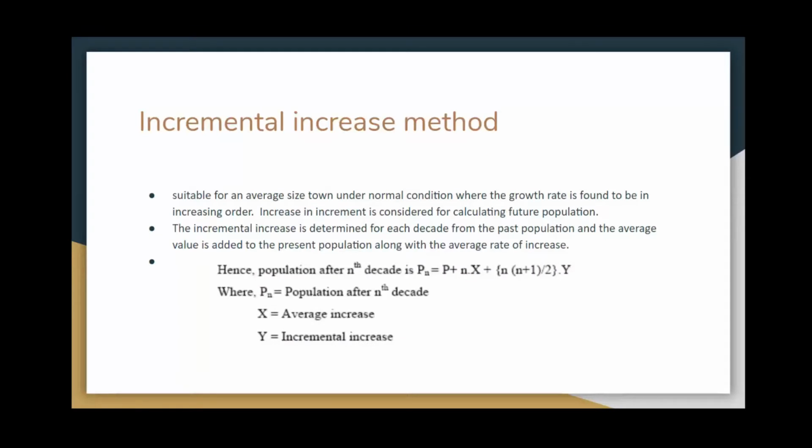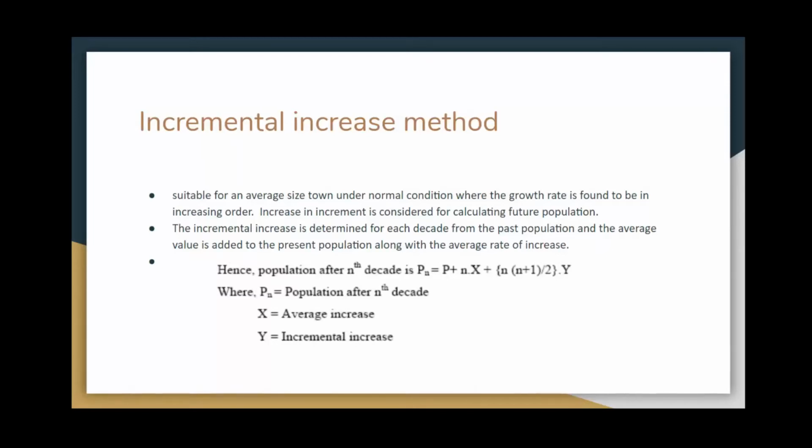Welcome to Environmental Engineering 1, Module 1, Part 7. We already learned the population forecasting methods, the arithmetical increase method and geometrical increase method. We solved one or two problems in that. Now we are going on to the incremental increase method.